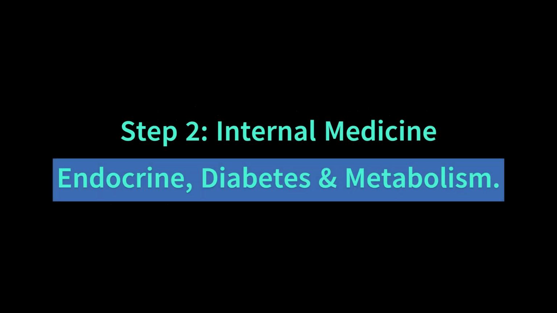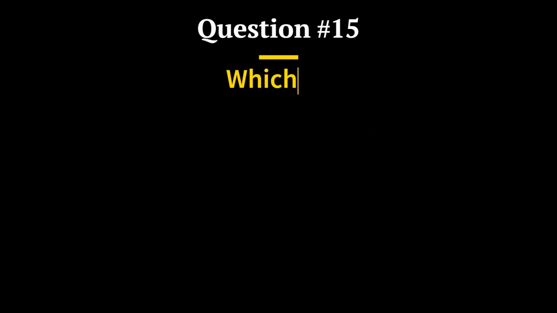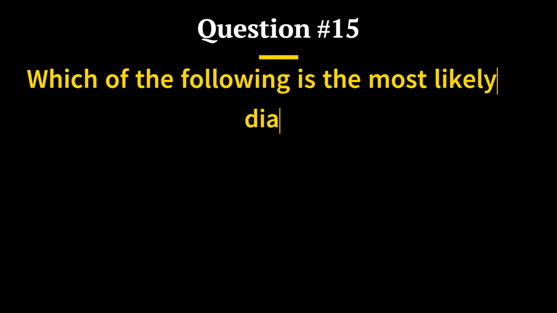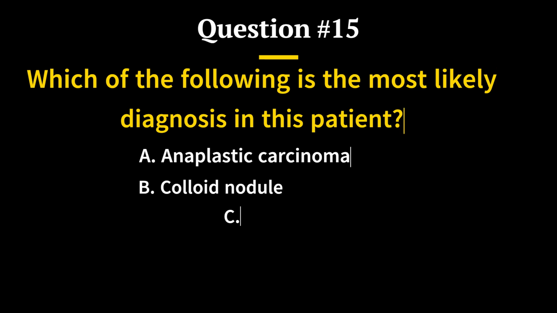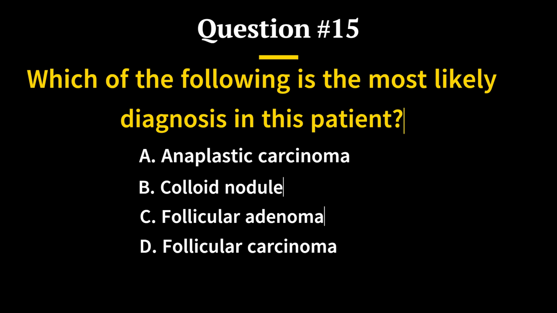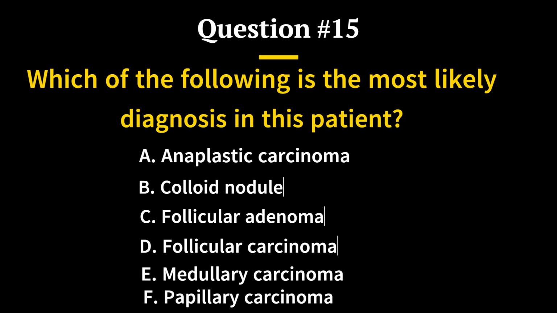Today, we're diving into Step 2, Internal Medicine, focusing on endocrine, diabetes and metabolism. Question number 15. For the following case, which of the following is the most likely diagnosis in this patient? A. Anaplastic carcinoma. B. Colloid nodule. C. Follicular adenoma. D. Follicular carcinoma. E. Medullary carcinoma. F. Papillary carcinoma.